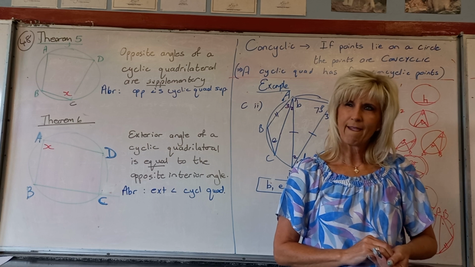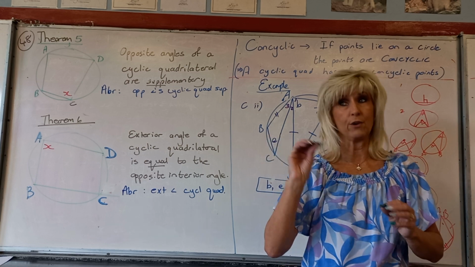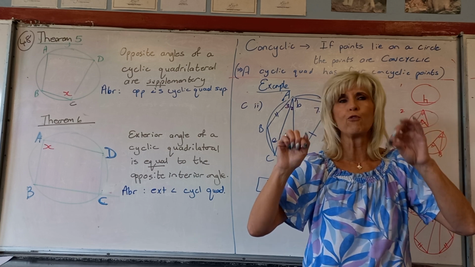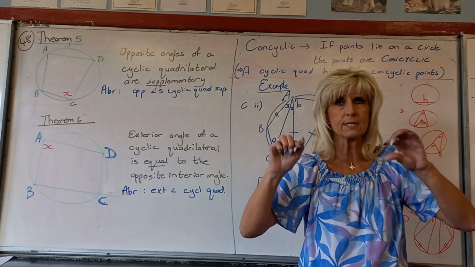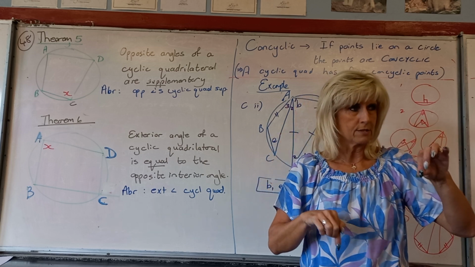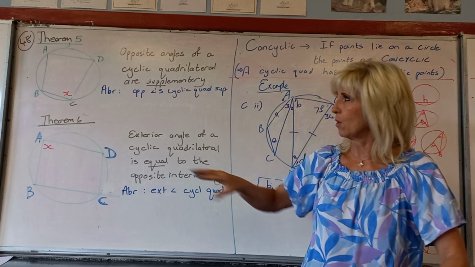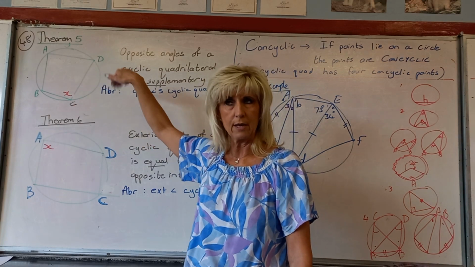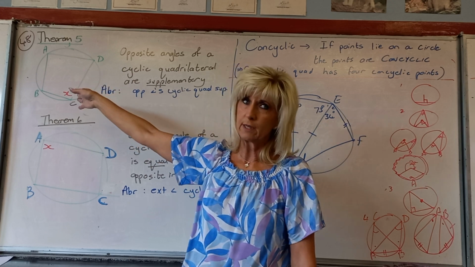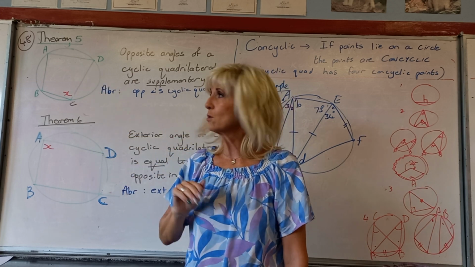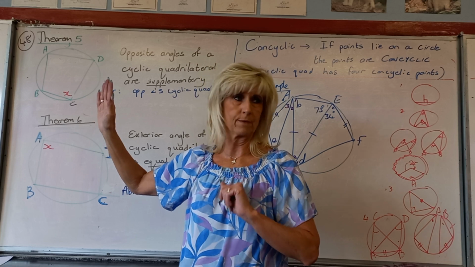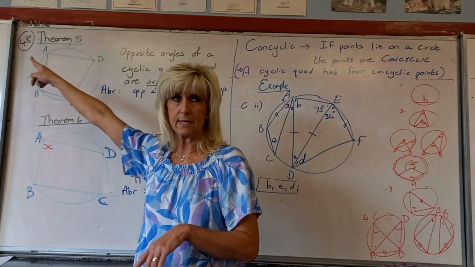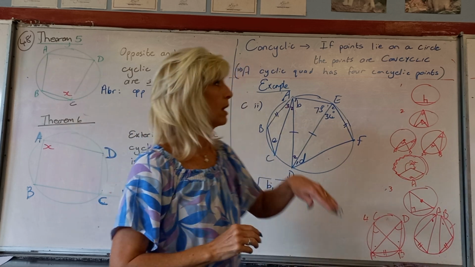The vertices are at the circle. Yes, exactly right. Very good. So if the circle touches all 4 of the points, the vertices are on the circle circumference, it makes a cyclic quad. Example, A and B and C and D are all on the circle edges. That makes that quad a cyclic quad. So in other words, all of those sides are chords. AB is a chord, BC is a chord, CD is a chord, and AD is a chord. And I have you writing it down as well.